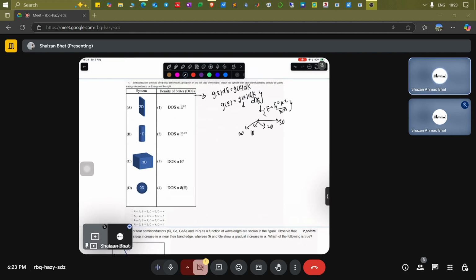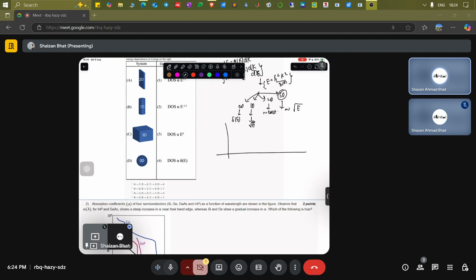For example, we talked about the 3D. There, the density of states is directly proportional to the square root of energy. For 2D, it's independent of the energy, which means it's constant. For 1D, it's inversely proportional to the square root of energy. And for 0D, it's like an impulse function as a function of energy.